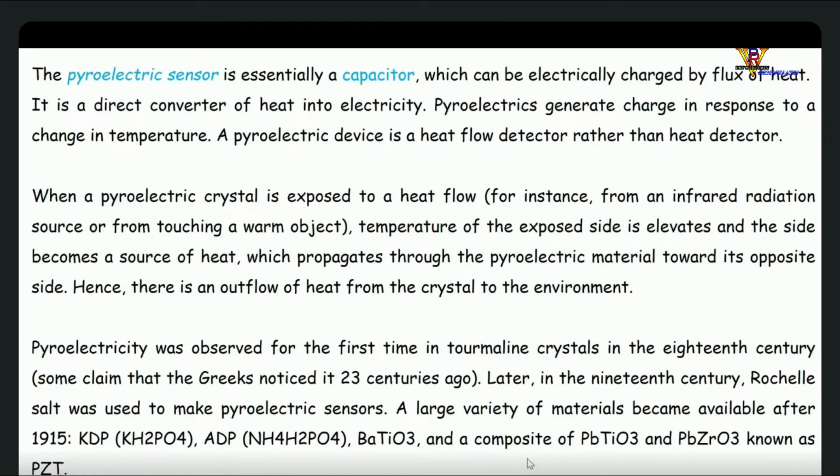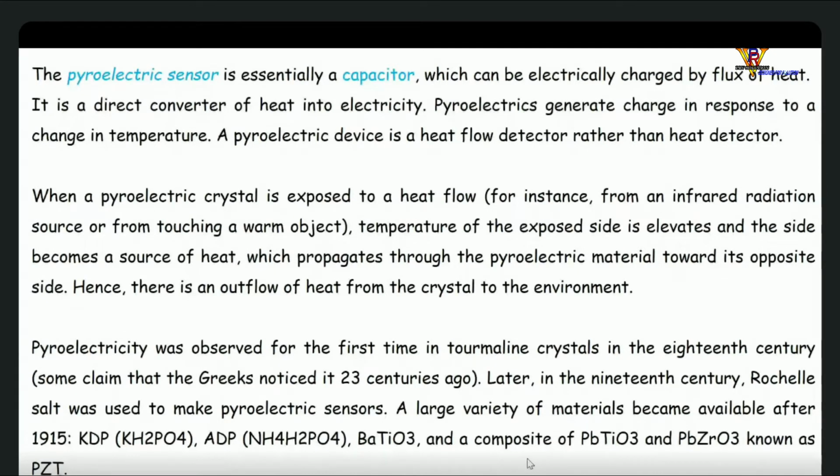Pyroelectric generates charge in response to a change in temperature. A pyroelectric device is a heat flow detector rather than a heat detector. Means it's not detecting heat. Suppose we have applied some heat on one plate and it is constant. Means there is no heat gradient, there is no heat flow. So that cannot be detected. Correct. So there must be some gradient. So it is capable of detecting the heat flow, not the heat only.